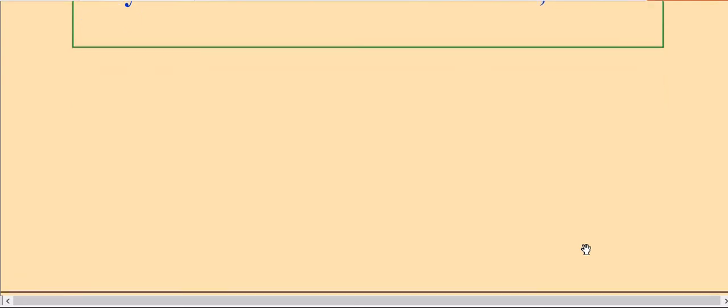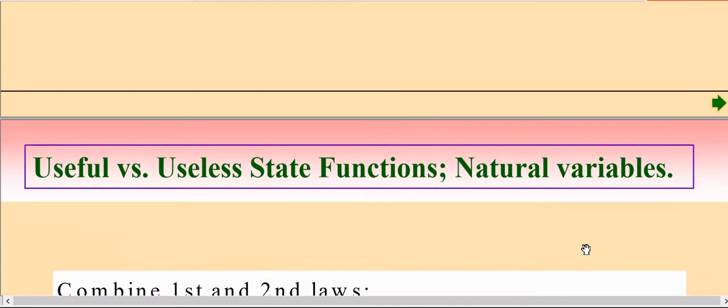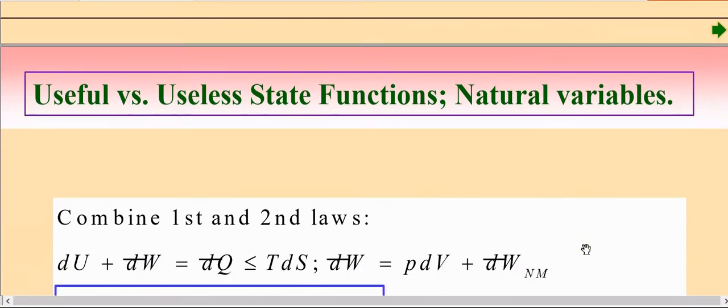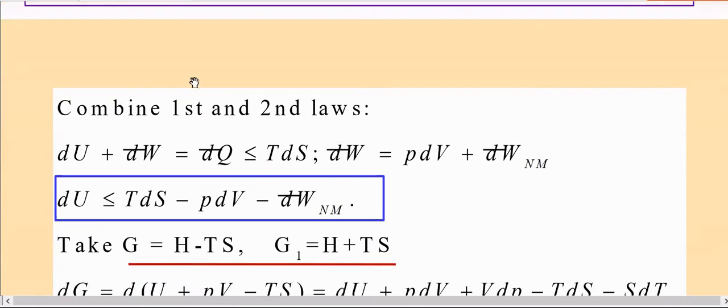So let us try to get the answer. So useful versus what I say is useless state functions. Okay. So the point is this, that if you combine the first law and the second law, so this I actually decided to come yesterday also. So this is the first law part, and this less than or equal to part is the second law portion. So if you couple these two, you get this equation. So this is the basic equation that is a combination of the first and the second law.